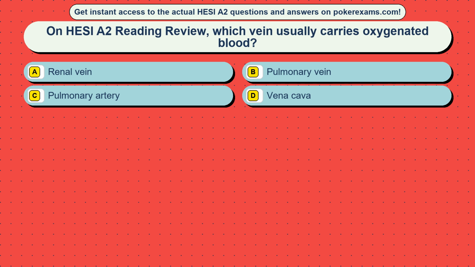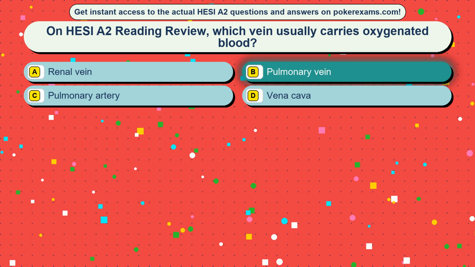Question 44. On HESI A2 reading review, which vein usually carries oxygenated blood? Option A, renal vein. Option B, pulmonary vein. Option C, pulmonary artery. Option D, vena cava. The correct answer is option B, pulmonary vein.